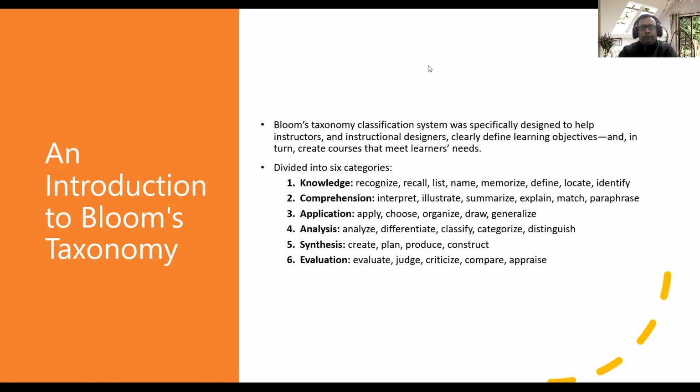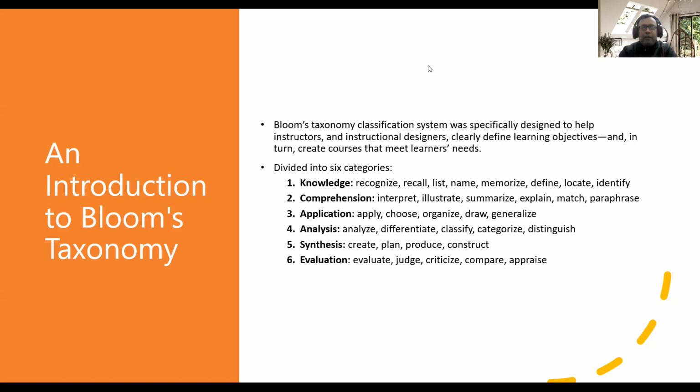Now, knowledge. You can use verbs like recognize, recall, list, name, memorize, define, locate, and identify. Comprehension, right? You can look at words like interpret, illustrate, summarize, explain, match, paraphrase. When it comes to application, use action verbs like apply, choose, organize, draw, generalize. When it comes to analysis, use words like analyze, differentiate, classify, categorize, and distinguish.